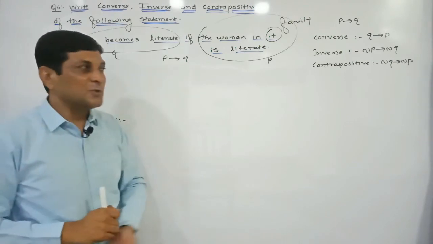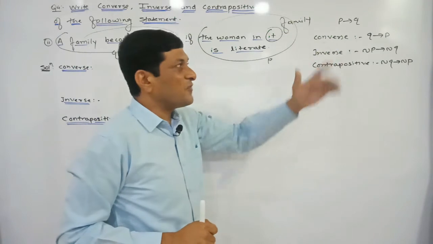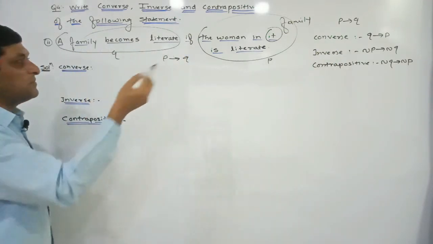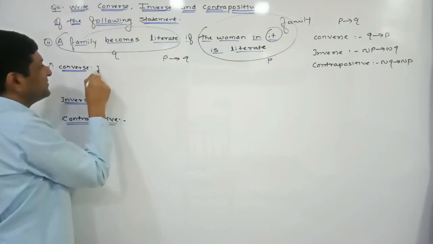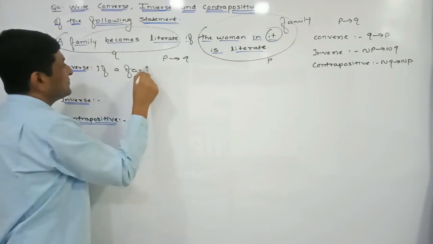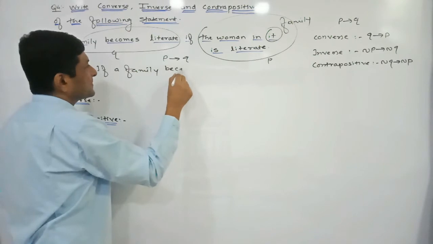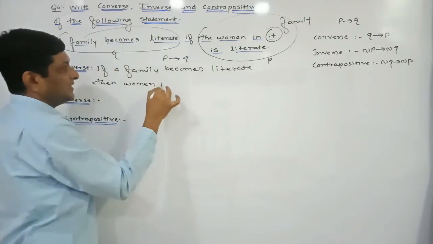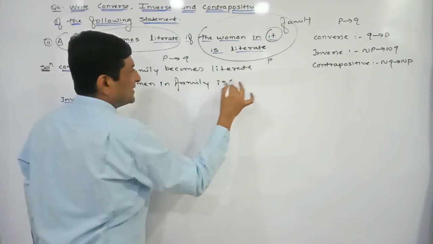Once P and Q is known to us, easily we are able to find out its converse, inverse and contrapositive. What is its converse? Q implies P. Q means what? If a family becomes literate, then women in family is literate.